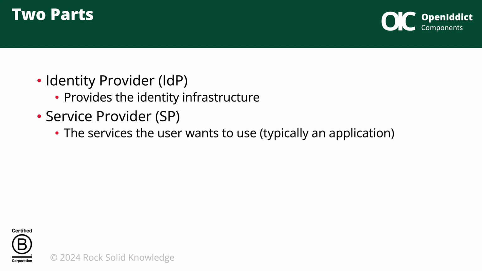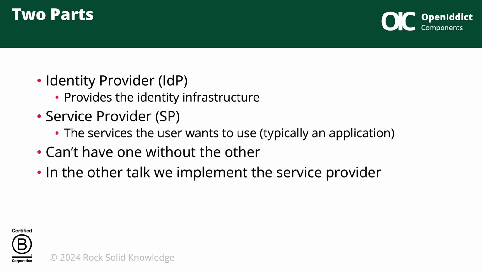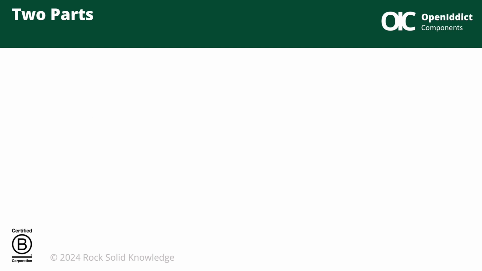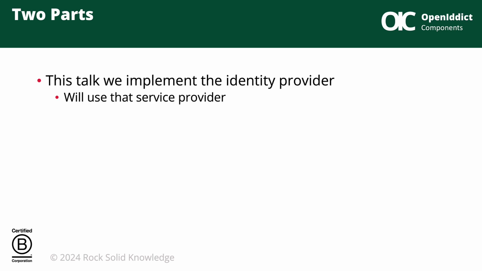The other half of SAML is the service provider. This is the service your user wants to use, and typically this is an application of some sort, maybe a web application. Really, we can't have one without the other. The service provider talks to the identity provider to log in our user. In the other half of this talk, we implemented the service provider, and in this talk, we'll implement the identity provider. This identity provider will be used by the service provider we implemented previously.